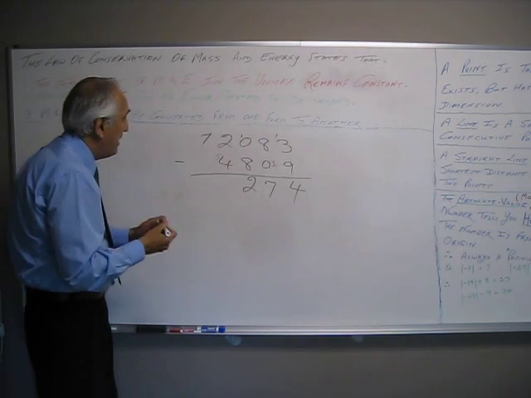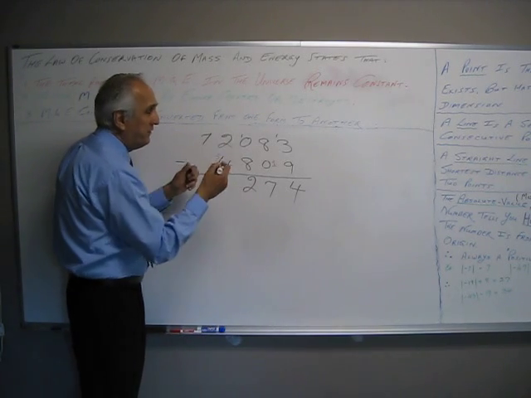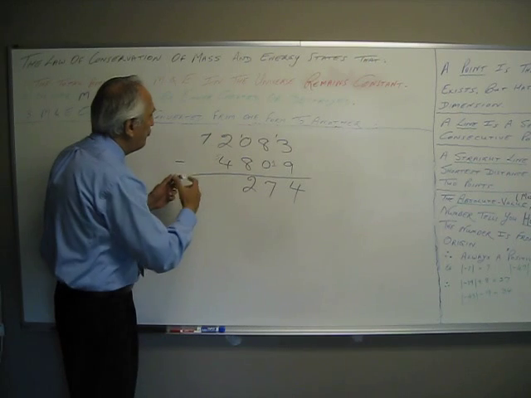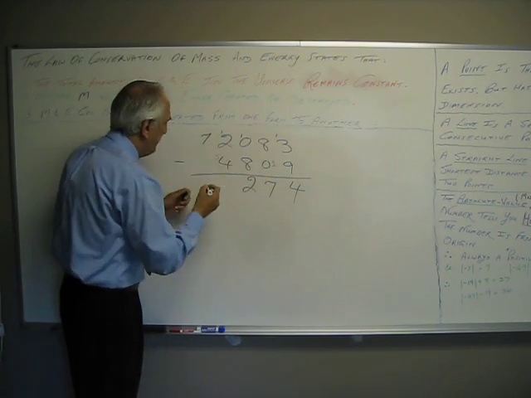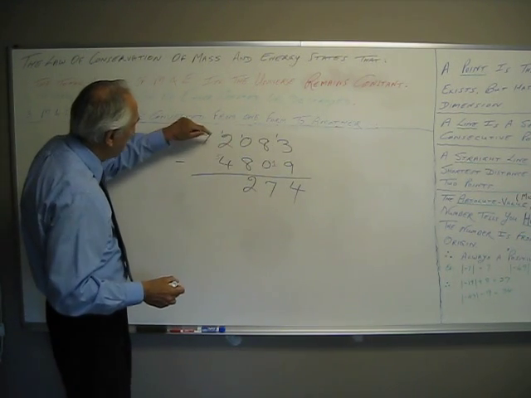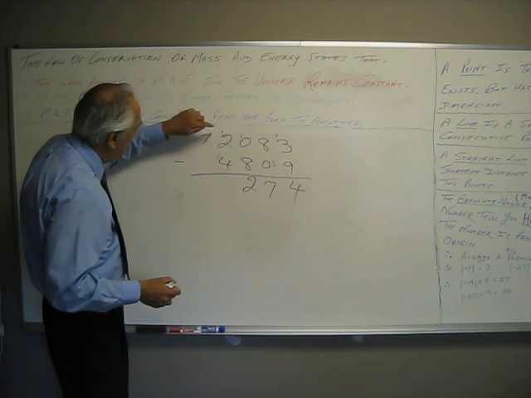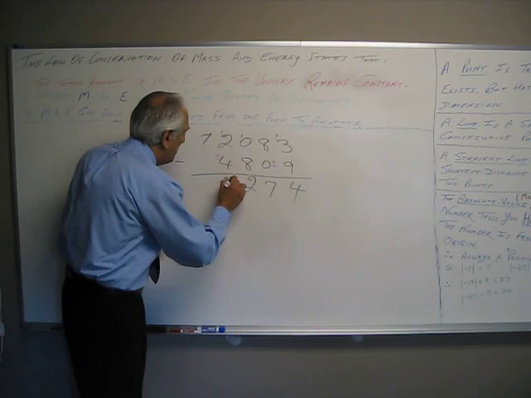2 minus 5. Can't do it. Pretend. So remember, when you take help, you're adding 10 to the number. 10 plus 2 is 12. So if you just put a 1 in front of it, you'll get the idea. So remember, this was 2. 2 minus 5, I couldn't do it. 12 minus 5 is 7.